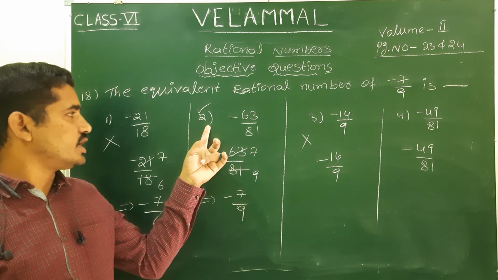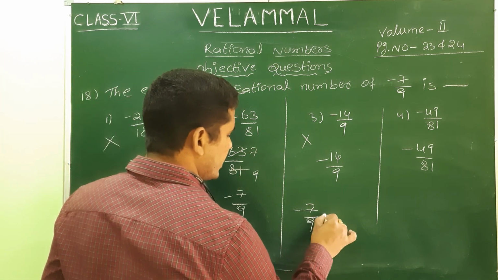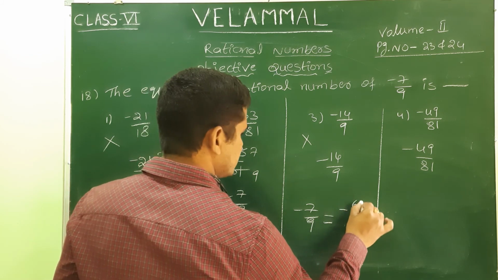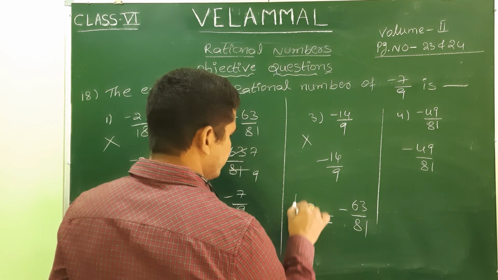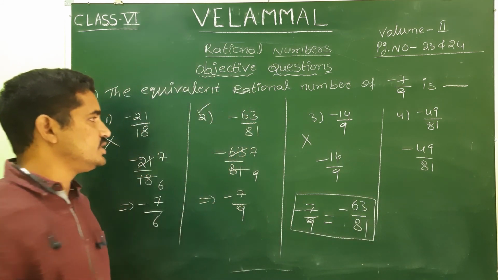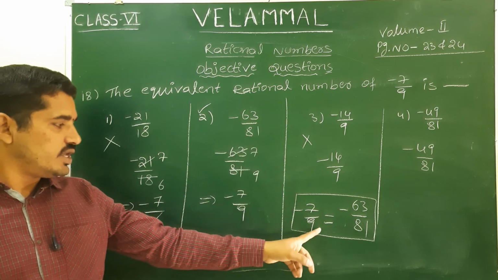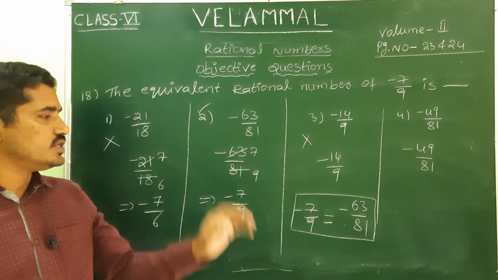So if we simplify the given options, we got minus 7 by 9 at the second. So minus 7 by 9 and minus 63 by 81, both we can say are equivalent rational numbers. This minus 63 by 81's standard form we say is minus 7 by 9. So option 2 is our answer.